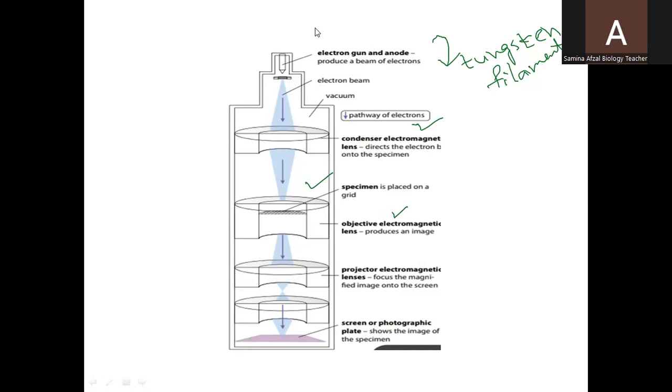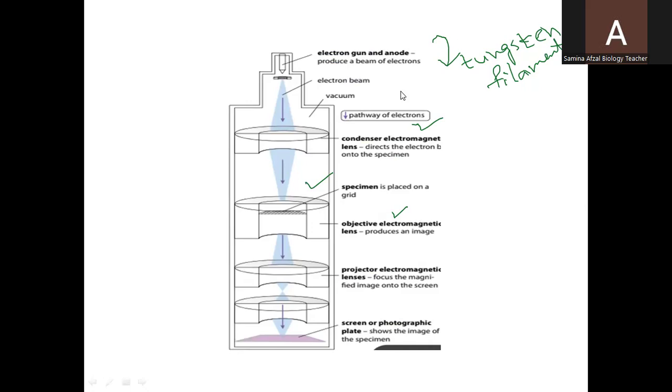In this way, in coordination with all these lenses, the electron beam which is produced from the electron gun will collectively produce an image of the specimen on the photographic plate, or on any screen or computer screen as well. So it depends on the type of electron microscope. In this way, the image is produced.